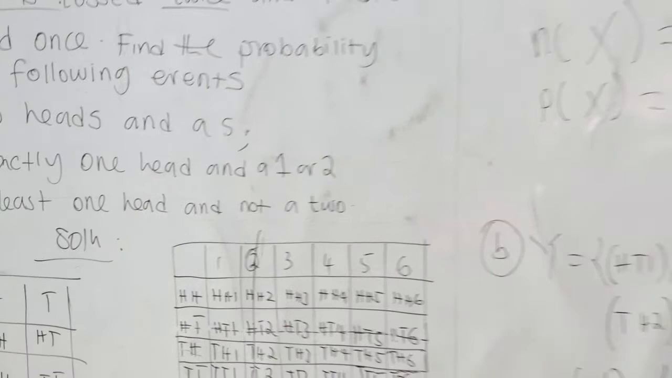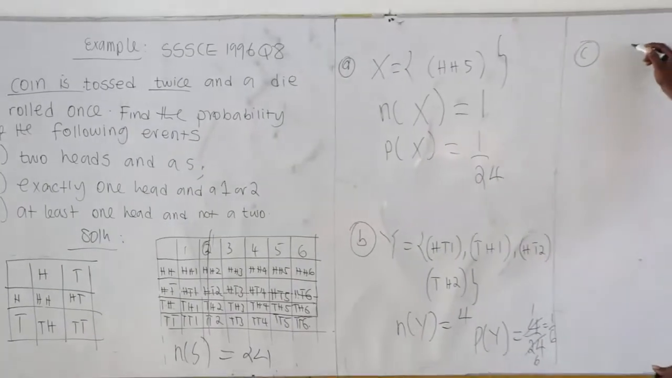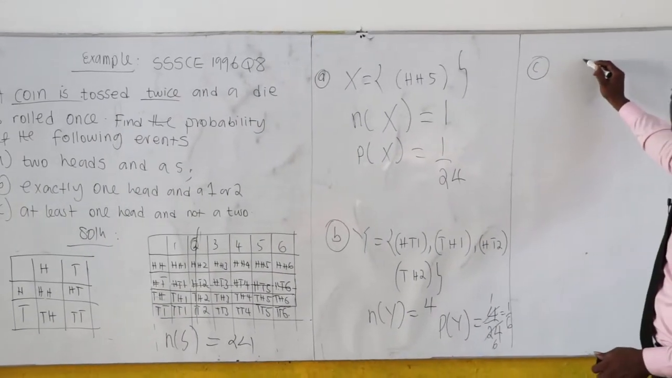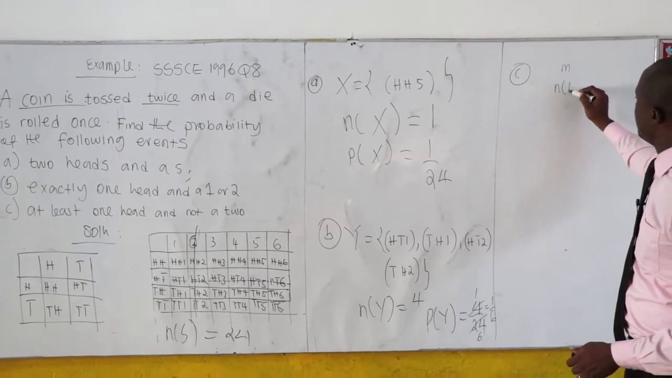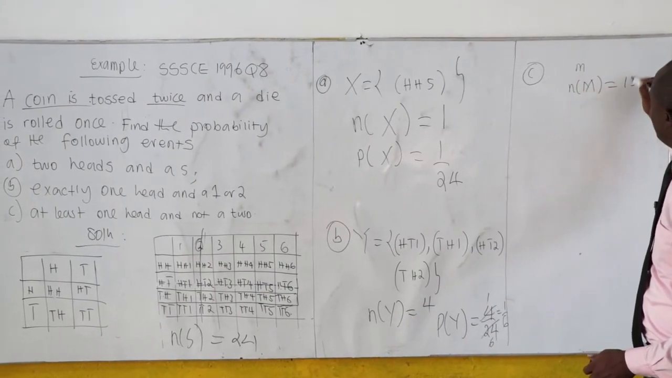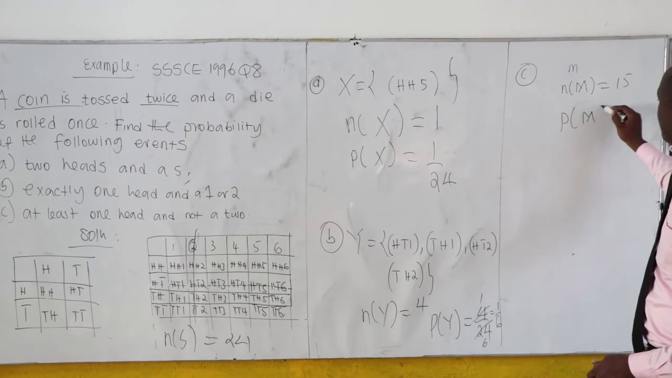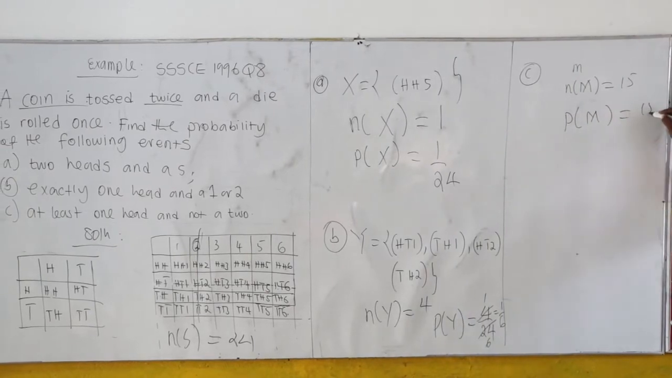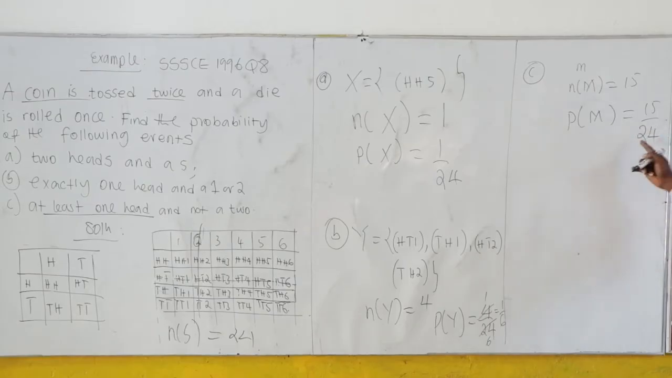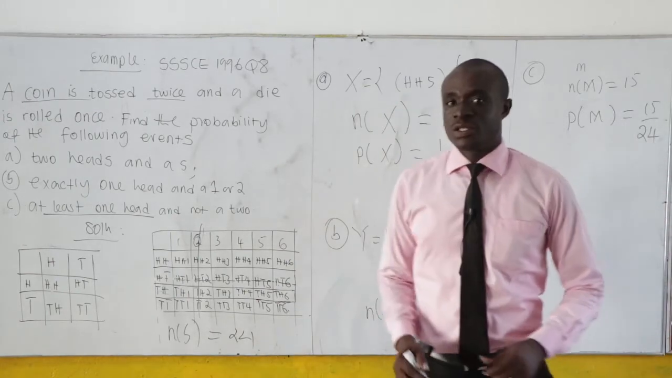So let's suppose that that particular event is M. So our number of M, we have 15. So the probability of that M is equal to 15 over 24, because the number of sample space is 24.